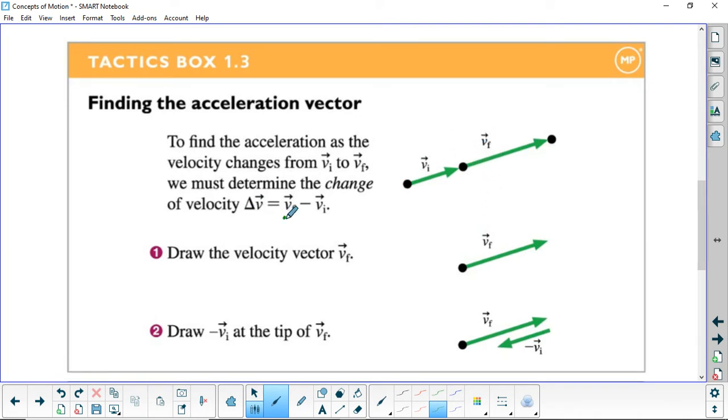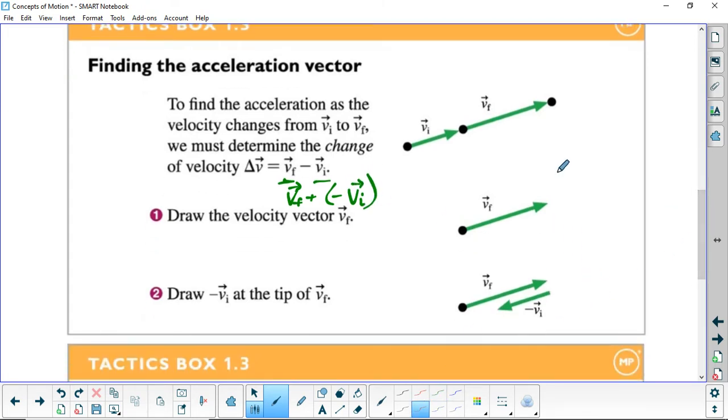To do that, we take the final velocity vector minus the initial velocity vector. Remember, we cannot take velocity vectors, or any vectors in that case, and subtract them. This is the same as doing this. Take your v final plus the negative, which is just taking our velocity initial vector and flipping it over. And if we do that, they've already done this on this diagram for us. Draw your v final, and then add to that the negative v initial.